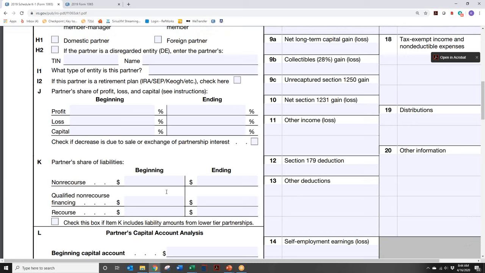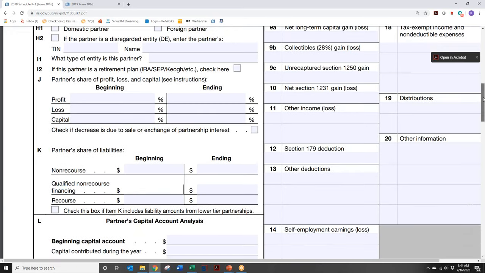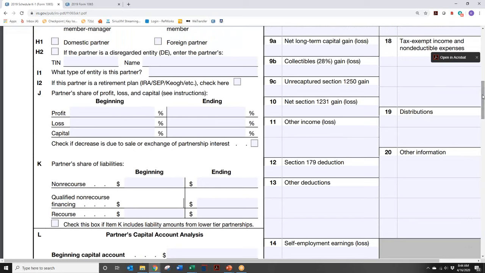And so the IRS has kind of sat back and said, look, we're going to grant some special relief here. And so that's why they came up with this qualified non-recourse financing. It has to be a mortgage property, and it has to meet certain other requirements and things of that nature.